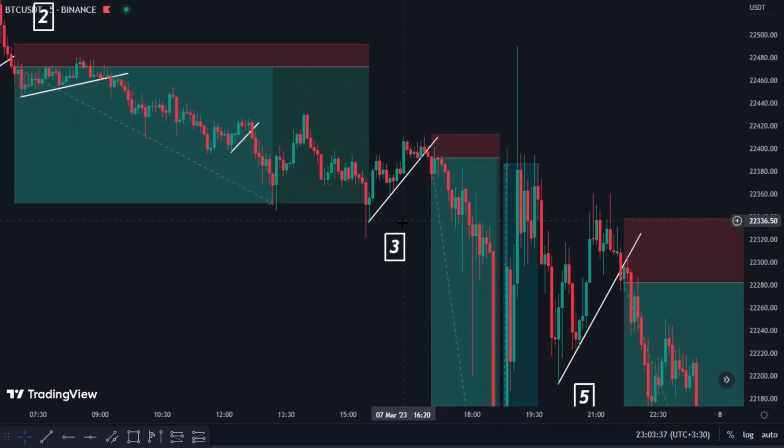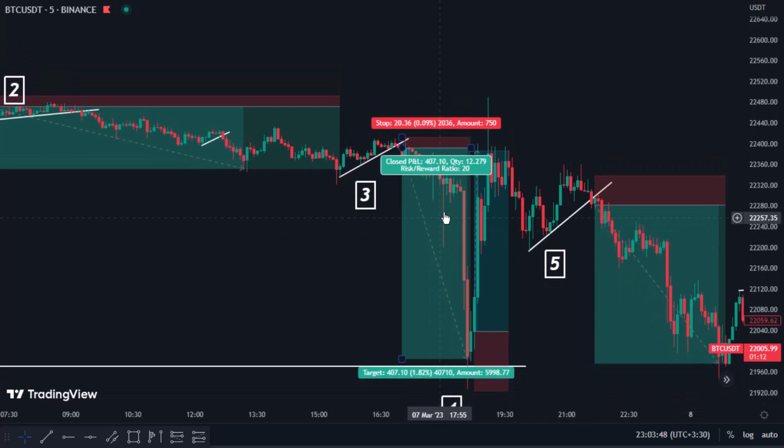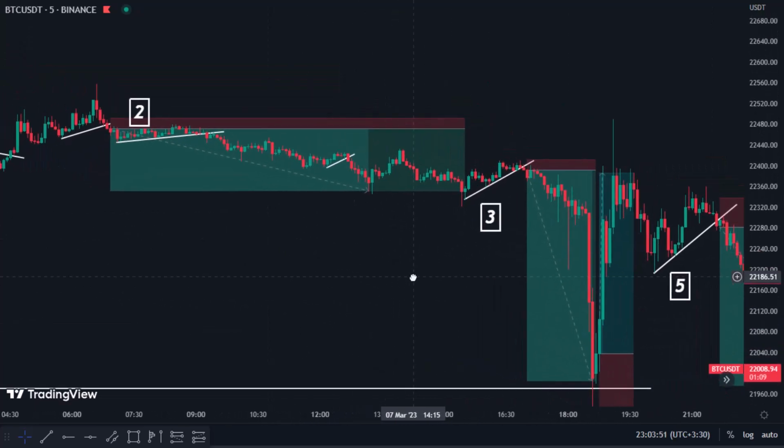On the trade 3, we have a trend line with 4 touches, 5 touches. On the 6th time it is broken here, we enter the sell position, put our stop loss somewhere safe, and it gives us a reward of 20, a fantastic reward.